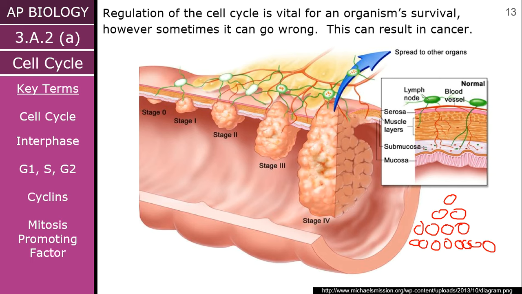Maybe these cells shouldn't be reproducing, but they have green lights, so they're just going to keep going. So this can result in cancer. Anytime you have unregulated cell growth, where the cells have green lights all the time and just keep powering through and making more and more cells, that's called a tumor. That's a mass of cells that has formed because one cell kept dividing and dividing, and its offspring kept dividing and dividing.